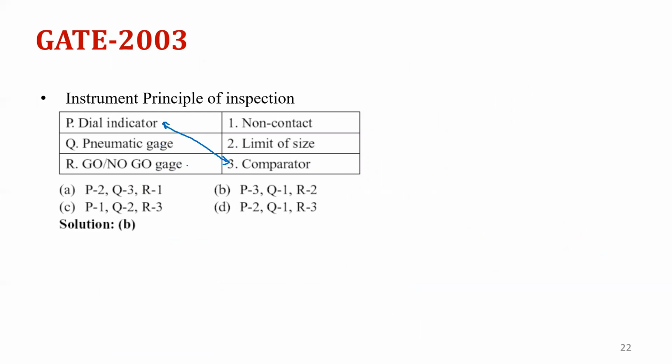A go and no-go gauge is used for a limit of size. And a pneumatic gauge is a non-contact type. So this is the matching. So dial indicator P3. Next Q1 R2. So the correct answer is B.